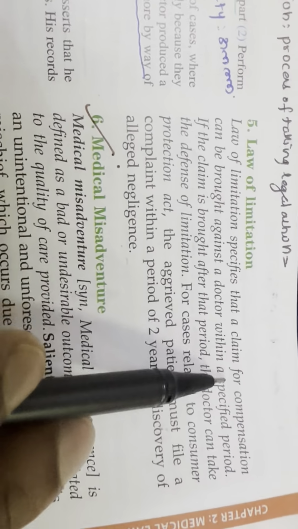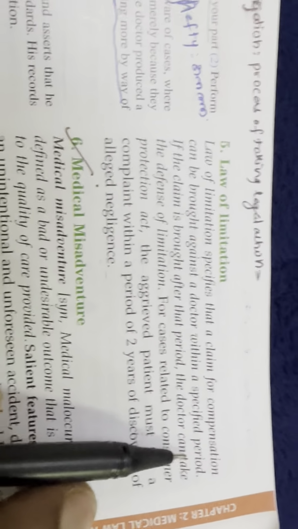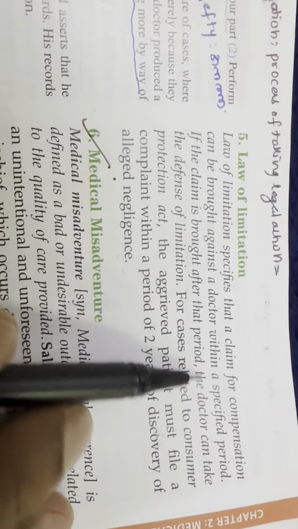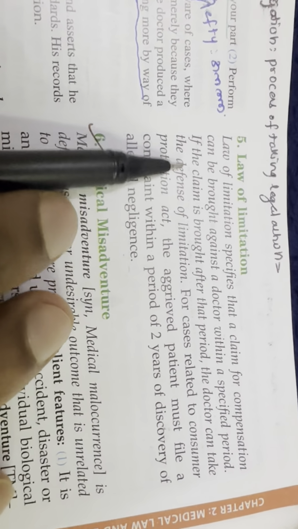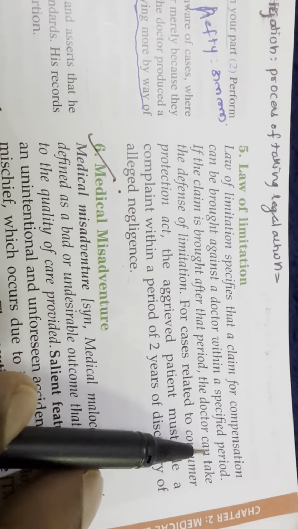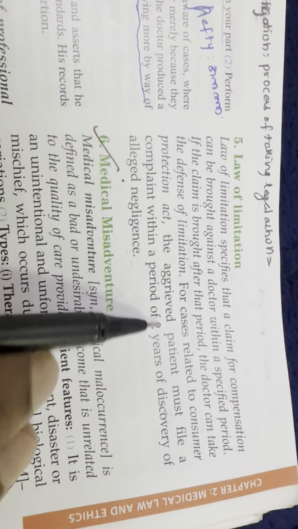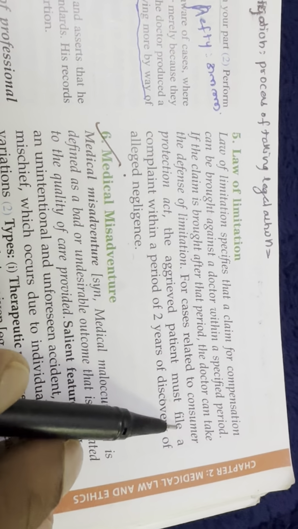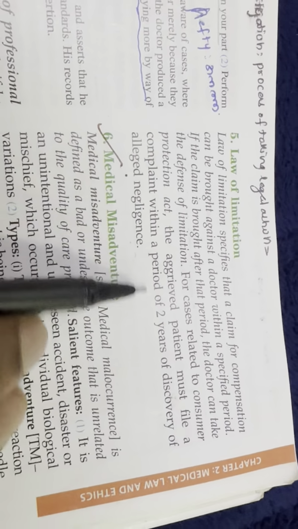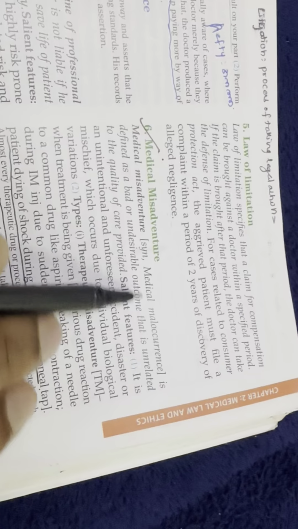Law of limitations. The law of limitations specifies that a claim for compensation can be brought against a doctor within a specific period. If the claim is brought after that period, the doctor can take the defense of limitation. For cases related to the Consumer Protection Act, the aggrieved patient must file a complaint within a period of 2 years of discovery of the alleged negligence. Next is medical misadventure or medical mishap.